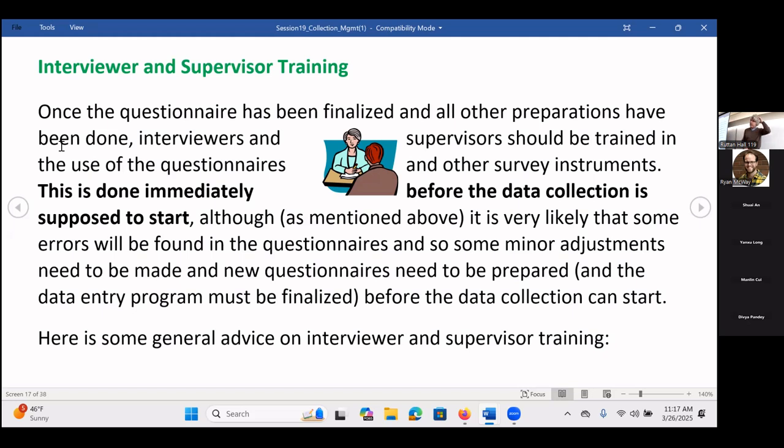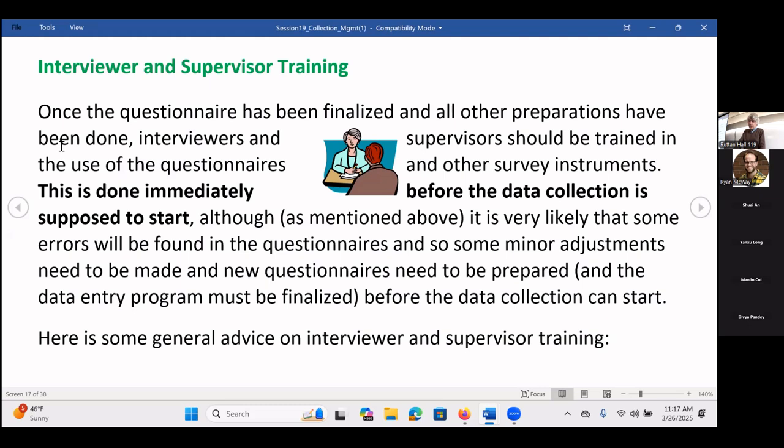First of all, in terms of scheduling, we'll talk about schedule a little bit later. You want to do the interview training very close before the data collection starts, because if you do it a month before and they have a month in between the training and the data collection, they're going to forget a lot of stuff. So try to get it as close as you can to when the data are collected.